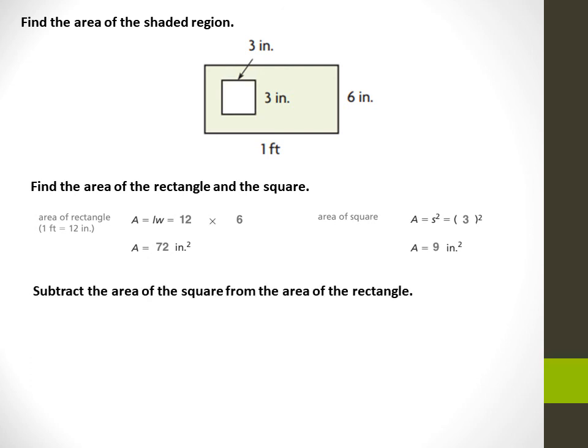Subtract the area of the square from the area of the rectangle. So the area of the shaded region is equal to 72 minus 9 equals 63 inches squared. So the area of the shaded region is 63 inches squared.